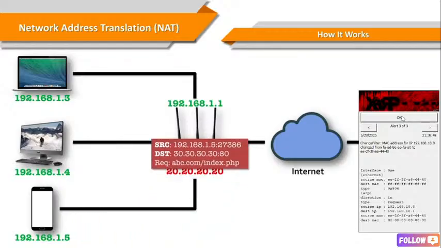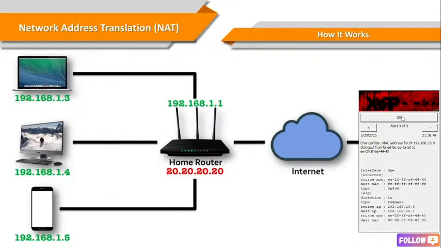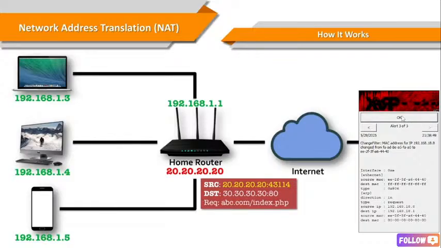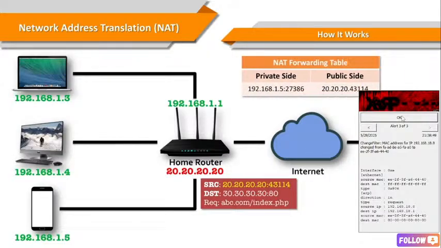So, when the packet arrives at the home router, instead of sending the packet right over the Internet, the home router changes the source IP address with its very own public IP address. It also creates a record in the NAT forwarding table. This table allows us to know which packets will be redirected to the smartphone when they come in.